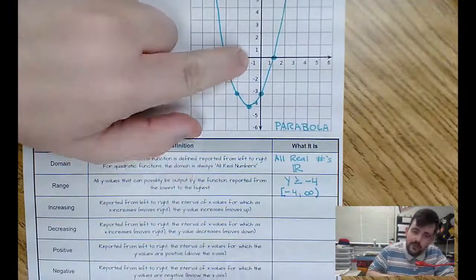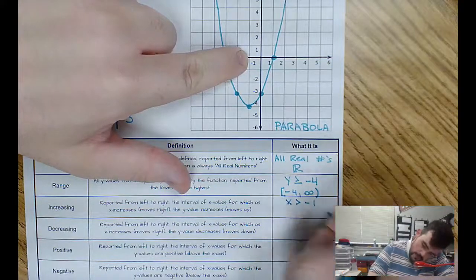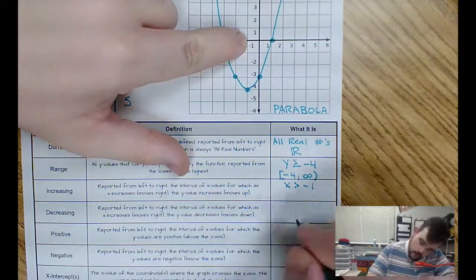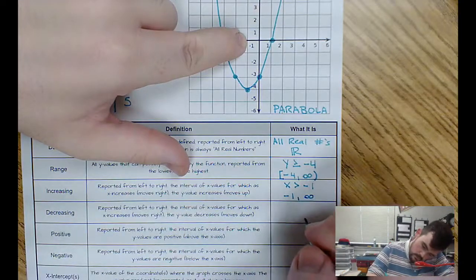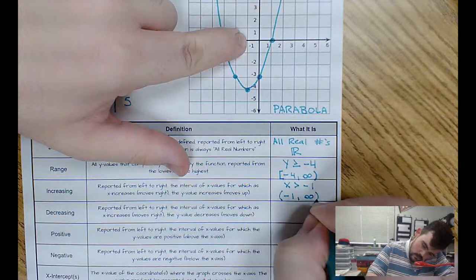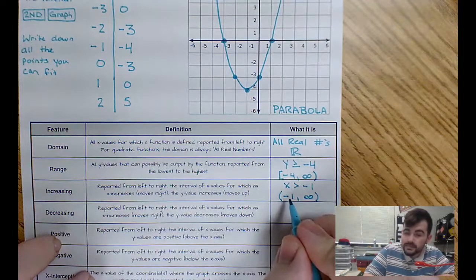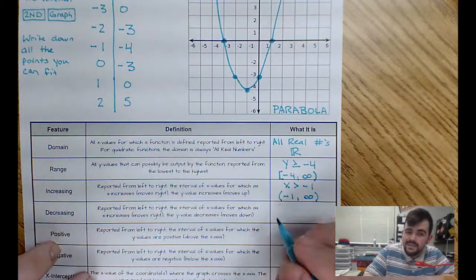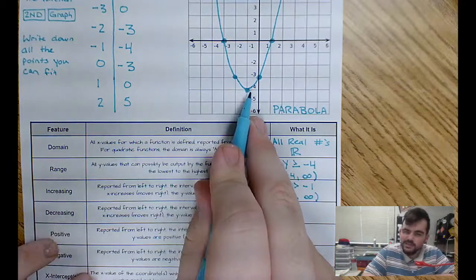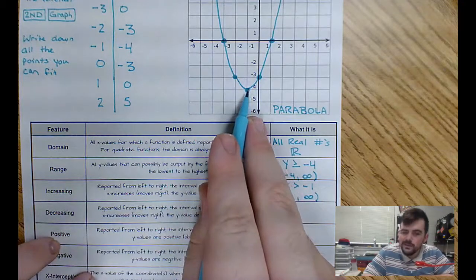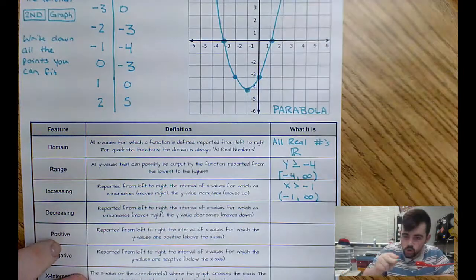So how we write that is all x values greater than -1, or (-1, ∞). Notice I didn't put the or equal to sign, meaning I didn't put a bracket here, because technically at -1 it's not increasing or decreasing. It's just this weird math thing. We don't want to say it's increasing or decreasing because when x is -1, that's when the graph turns.